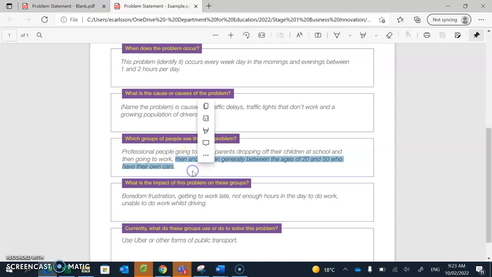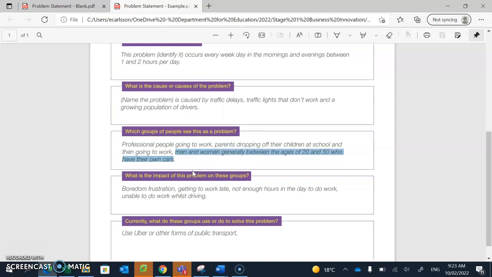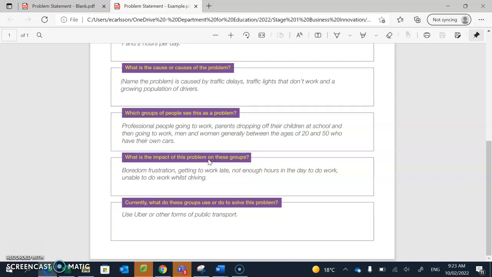You don't need any specific stats at this point because I'm going to get you to do that with your true problem. We don't have time to do that right now. So the true problem is one you select with your group when we get back to school. What would be the impact of this problem? So boredom, frustration, getting to work late, not enough hours in the day, unable to do work whilst driving.